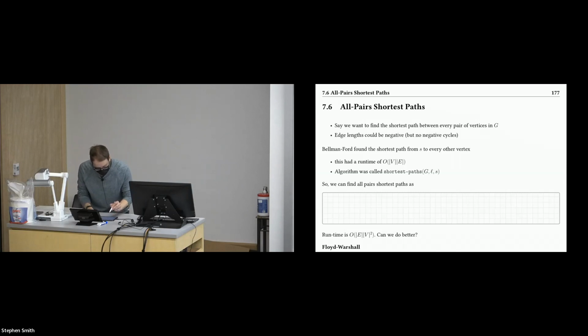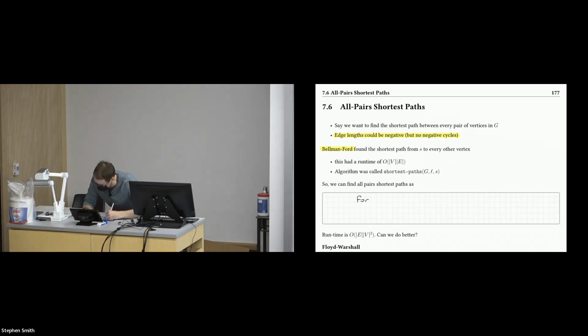We're also going to consider the case where the edge lengths could be negative, but there are no negative cycles in the graph. If you remember, our algorithm for that was Bellman-Ford, since Dijkstra's required positive edge lengths. And it had a runtime of big O of V times E. We could definitely use that to solve this problem, just call it on every start. The algorithm is pretty straightforward.